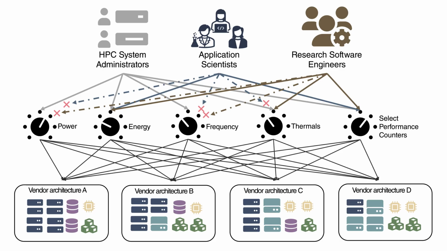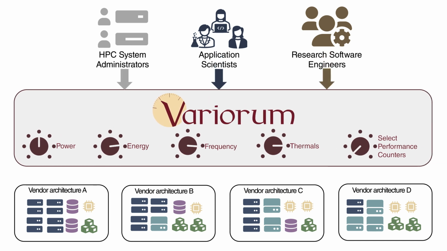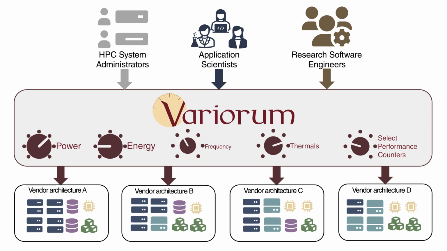Variorum's Application Programming Interface, or API, abstracts out the details of the vendor-specific implementations and makes dials available to both general and advanced users in a portable manner. These dials allow for measurement and control of various physical features of the processors and accelerators, such as power, energy, frequency, temperature, and performance counters. Currently, we support several different vendors and multiple generations of their microarchitectures.